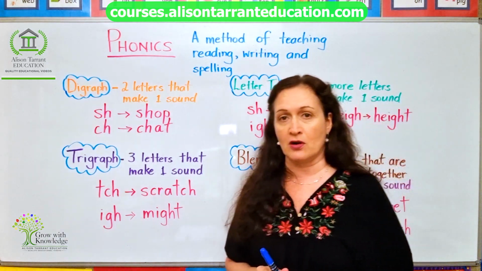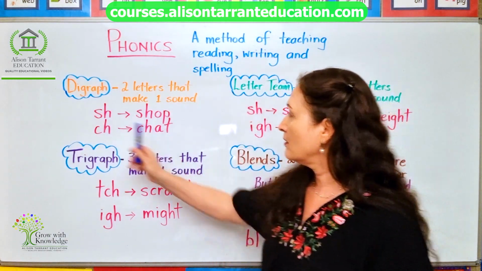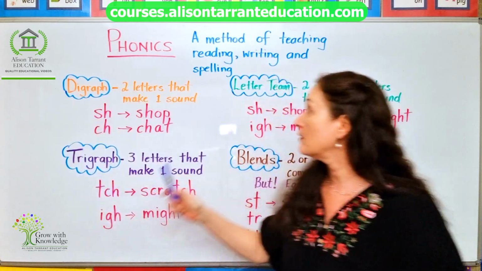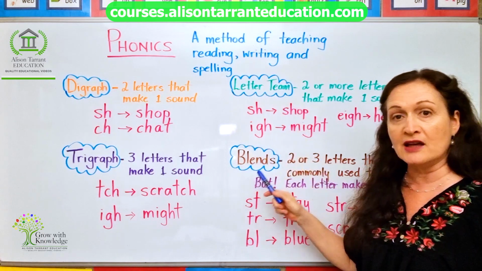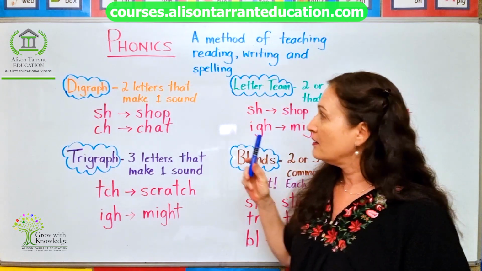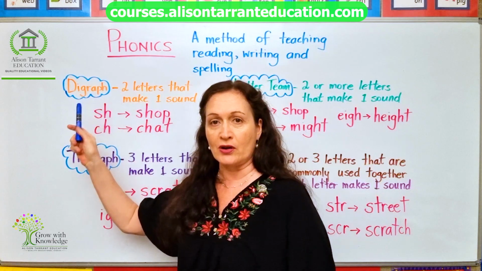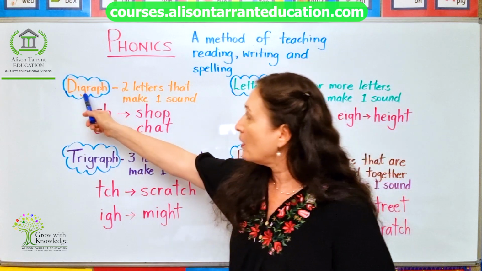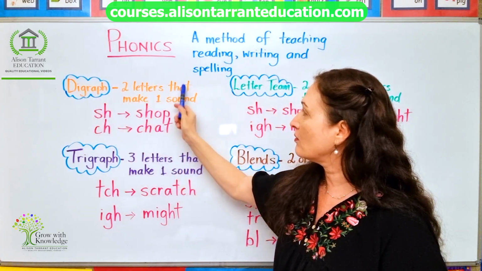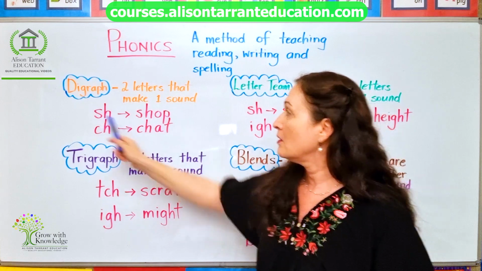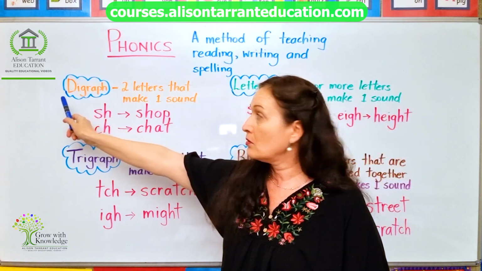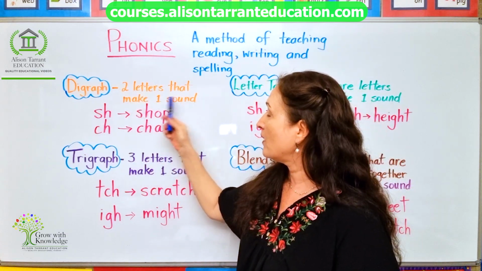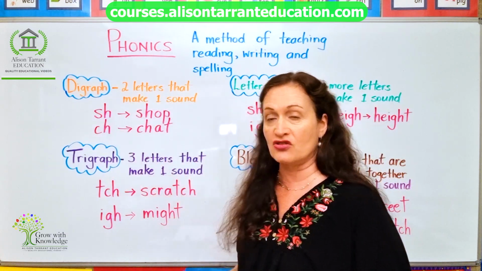So the four words that I'm covering in this lesson are digraph, trigraph, letter team, and blends. Now digraph is a very simple word. It can seem complicated, but it's quite simple. So digraph stands for two letters that make one sound. Di means two and graph means written. So two letters that make one sound that are written as such.